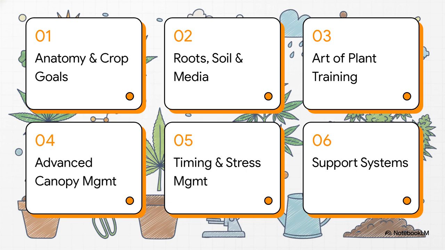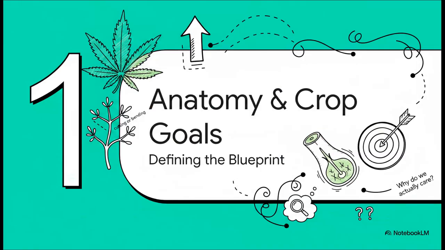Here's our structural roadmap for today. We're starting way below ground with the dirt and moving all the way up to advanced canopy architecture. We'll hit anatomy and crop goals, roots, soil and media, the art of plant training, advanced canopy management, timing and stress management, and finally, support systems for yields. Okay, let's dive right into this with our first stop, anatomy and crop goals.